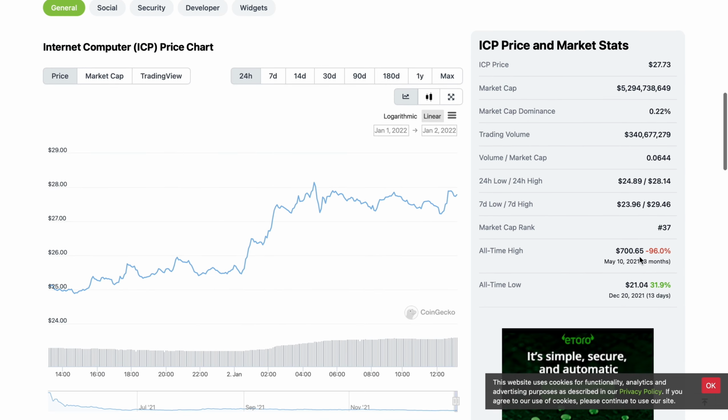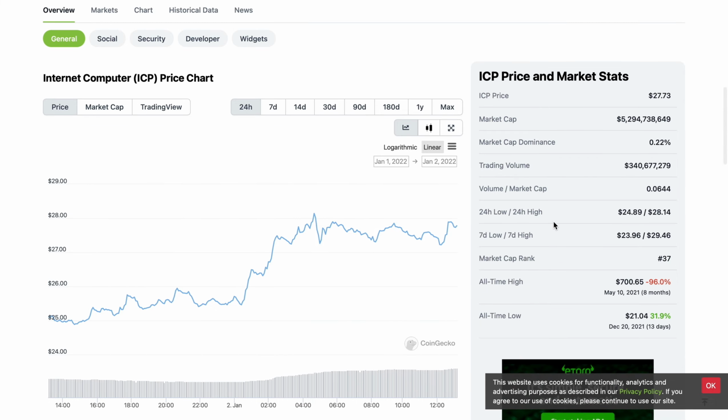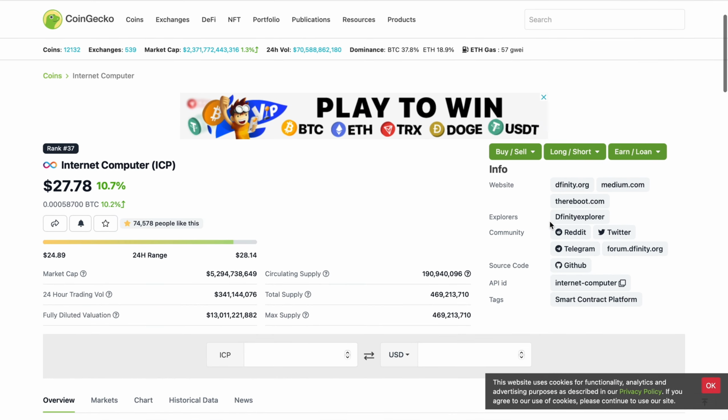Now, of course, the performance and your overall profit depends on where you bought. If you bought at an all-time high, then you're definitely not in the mood to discuss this project anymore, and I can understand that. If you bought at an all-time low, you're happy because you're now up 31% and you're saying to yourself, how high can this thing climb?